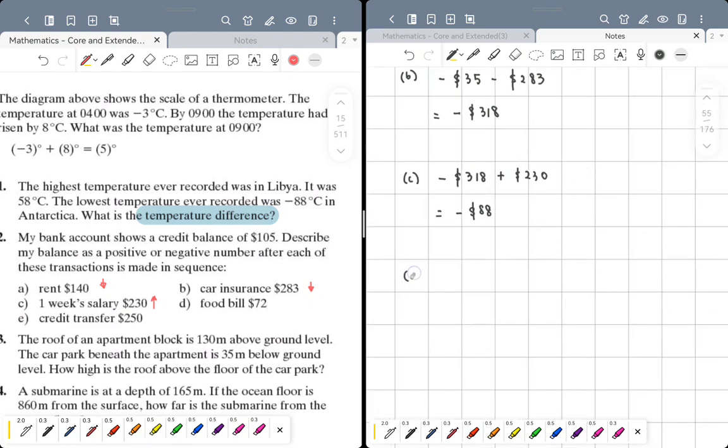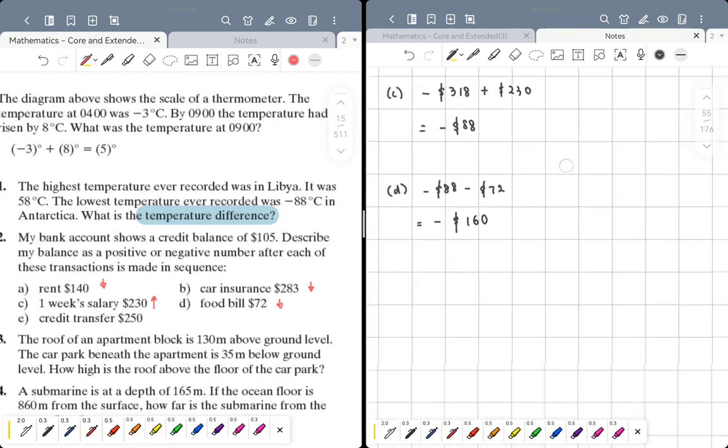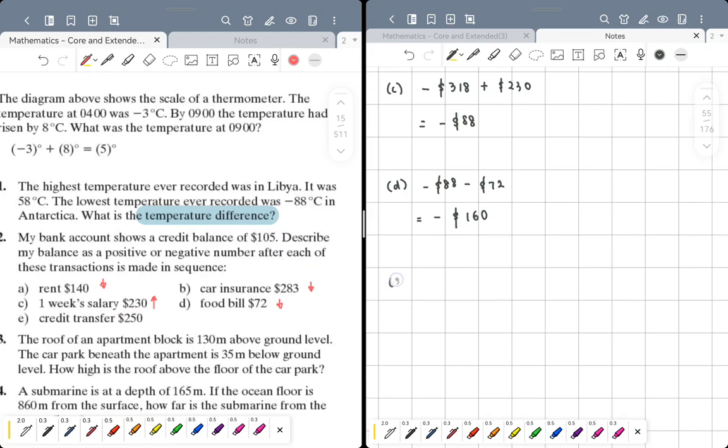And for D, you pay for the food bill, your money will decrease, so you're going to do a subtraction. Negative 88 minus 72, and that gives you a negative 160. And for E, credit transfer, you're going to get more money, your money will increase. So negative 160 plus 250, and that gives you 90.